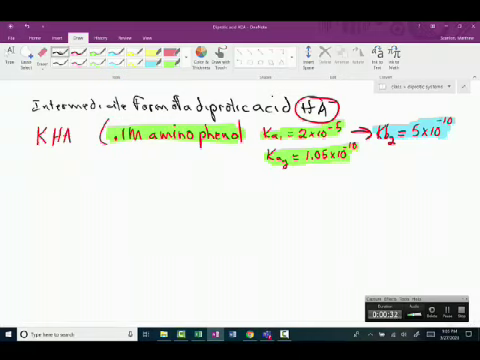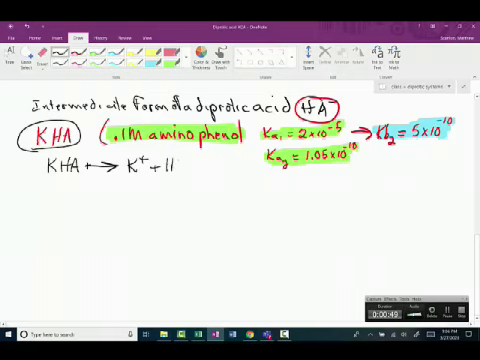So that's our setup. The question becomes, what happens when we throw 0.1 molar KHA in solution? Well, that's easy. We get KHA plus water, single arrow, goes to K plus and HA minus. It's a soluble salt, goes 100%. And here comes our problem.